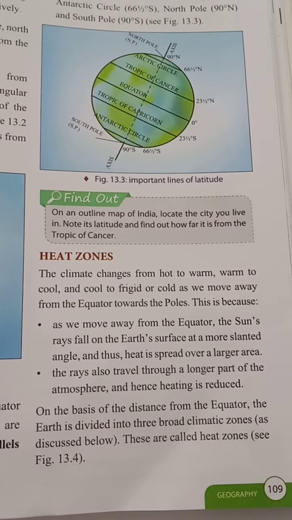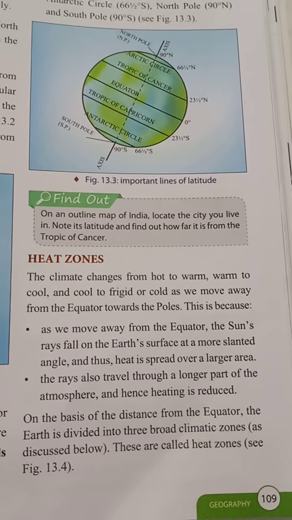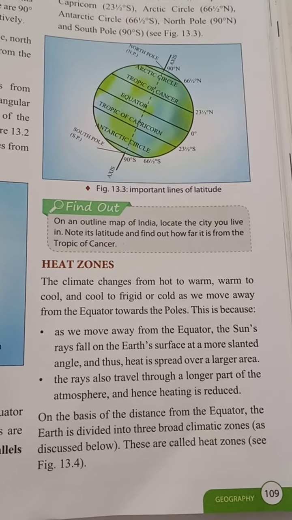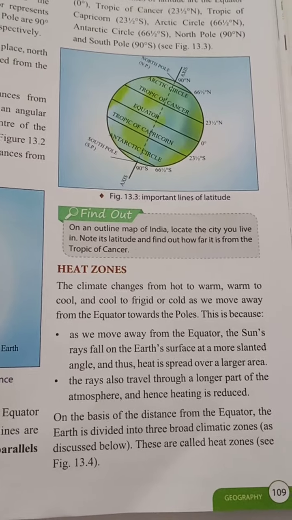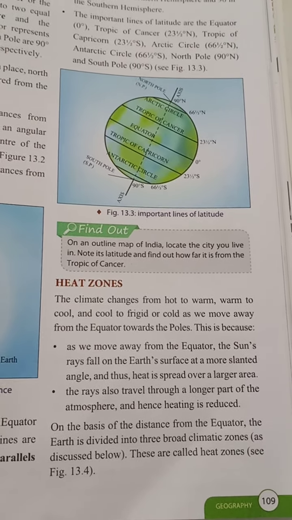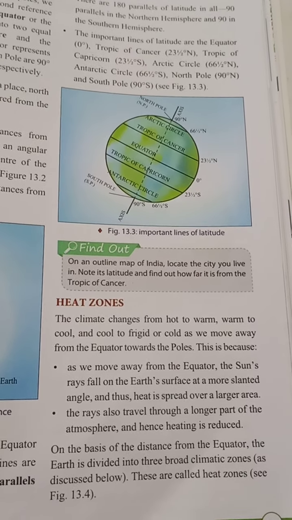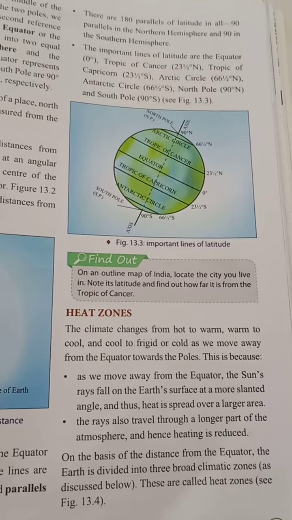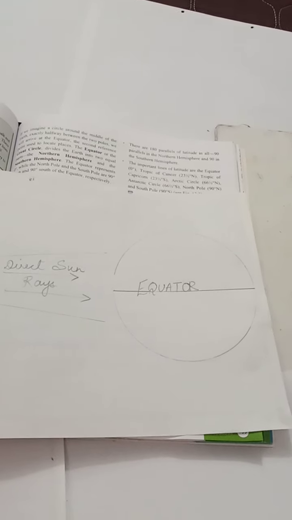The climatic changes from hot to warm, warm to cool, and cool to frigid or cold as we move away from the equator towards the poles. This is because as we move away from the equator, the sun's rays fall on the earth's surface at a more slanted angle, and this heat is spread over a larger area. The rays also travel through a longer part of the atmosphere and hence heating is reduced.